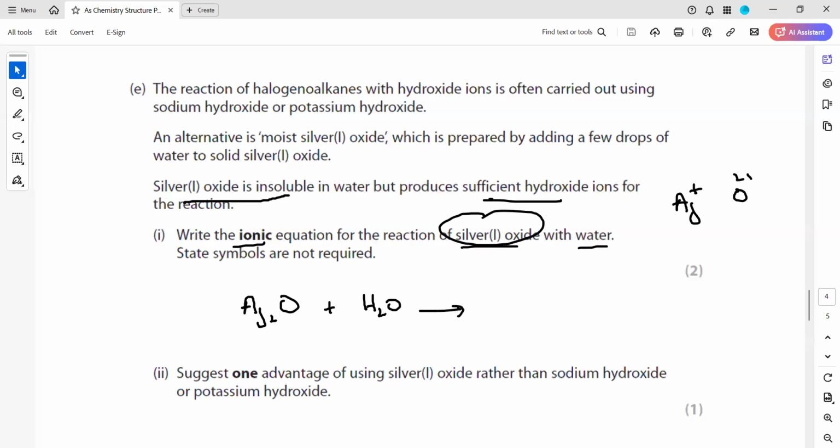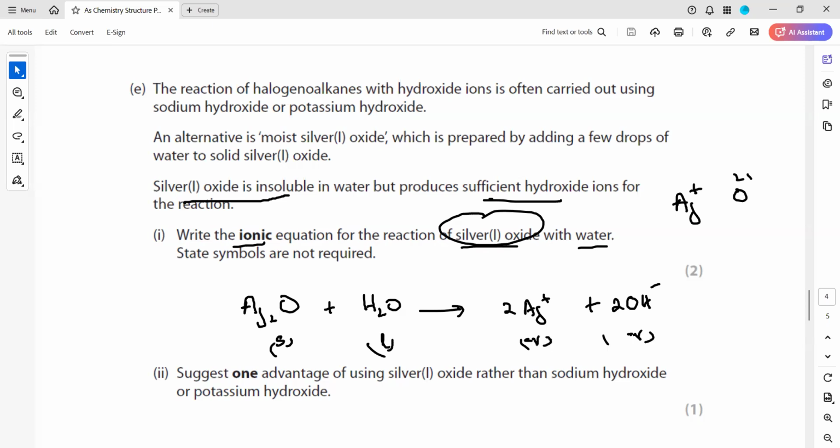What is it forming? Because we want a hydroxide, it's obvious that one of the products is hydroxide. But as they mention here, it's insoluble, but slightly it can decompose. So as a result, there will be silver ions as well. Then balance the equation: two silver ions should be there, and for oxygen we can put two hydroxide. This will be solid, here is liquid. Ions are always aqueous.